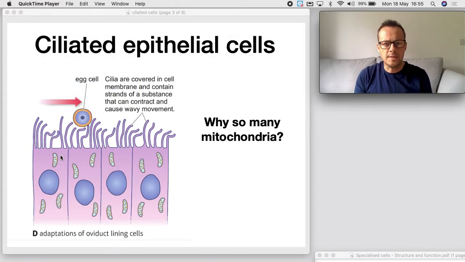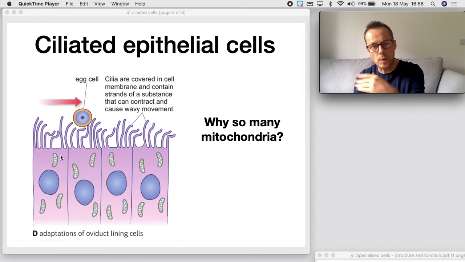So looking at the ciliated epithelial cell, you can see in this diagram here there are 4 cells, and on each cell there are lots of finger-like projections. Now those finger-like projections can move, they wave and they beat. The purpose of that is so anything that is being caught on those finger-like projections can be moved or swept along. So in this illustration you can see the egg cell is being moved along by those cilia.